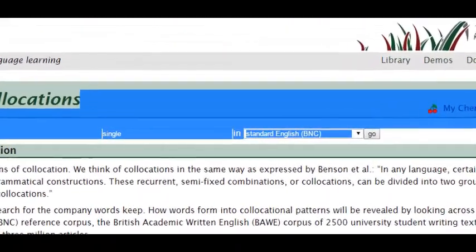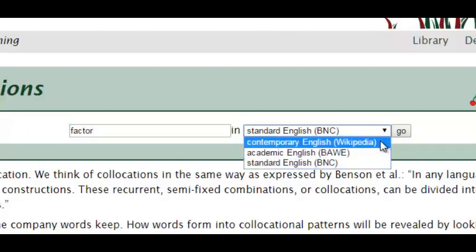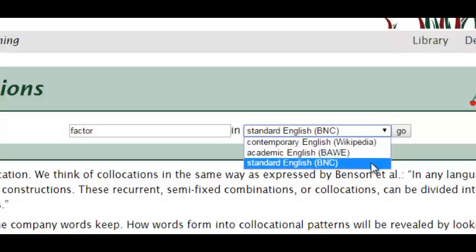You'll see up here that there is a place that you can put in the word that you want to find a collocation for. So let's imagine that we are doing a causes and solution essay, and we have to describe the causes or the factors responsible for a problem. So let's have as our word factor. Now down here you can see Contemporary English Wikipedia, Academic English and Standard English.